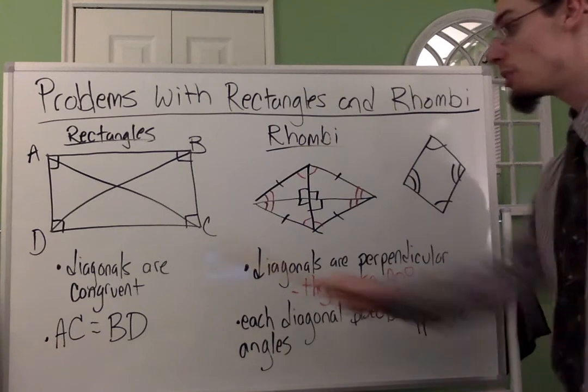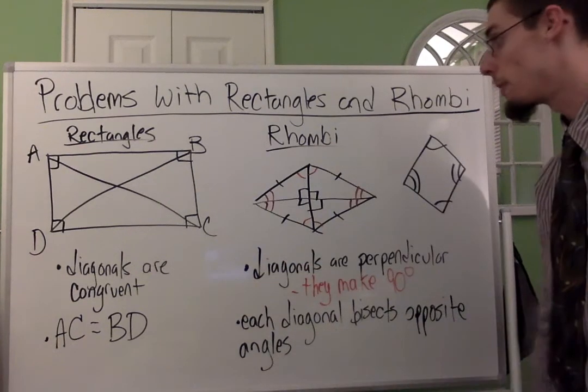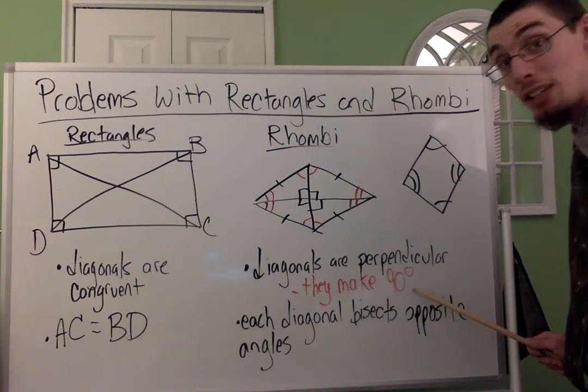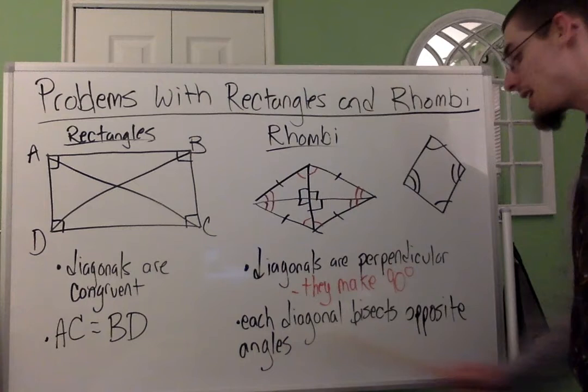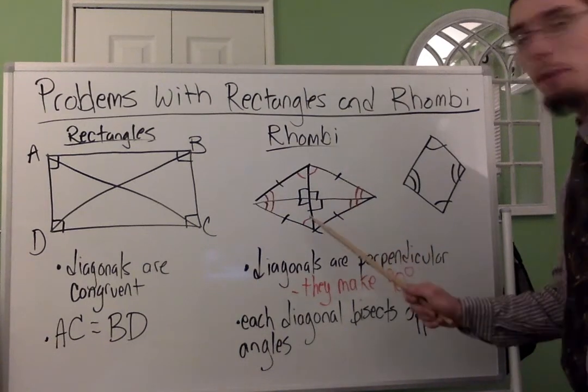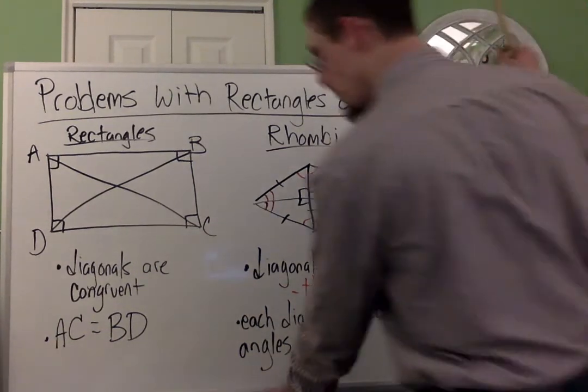You literally just need to know these three facts. That with a rectangle, diagonals are congruent. With a rhombus, the diagonals are going to make 90 degrees in the center, and each diagonal is going to be cutting the opposite angles in half. Let's just kind of see this in action.